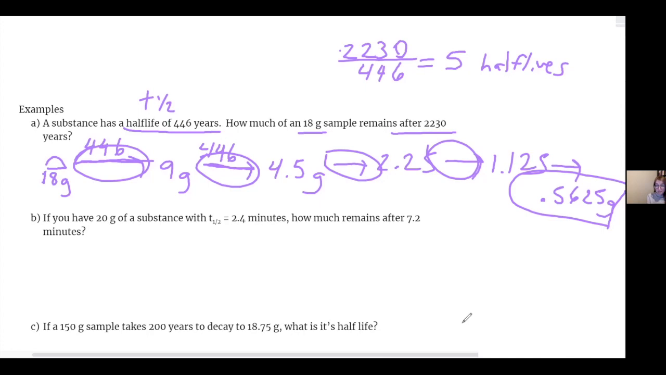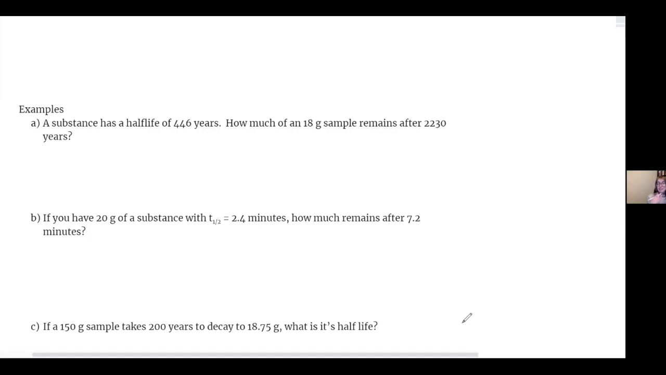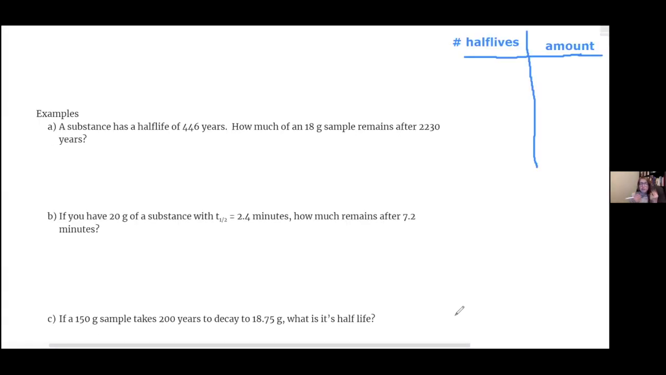If you don't like to do so much drawing and so many arrows, we can look at this same problem in a table format. So we can still go through and look at how many half-lives we are going to need. If the whole process is taking 2,230 years, and each half-life is 446, total time divided by the length of a half-life tells me that 5 half-lives, or 5 divisions of 2, are going to happen.